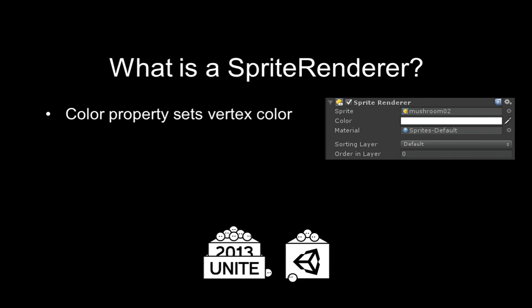Another thing is this color property, which directly sets the vertex color on the mesh that we generate. So you can use this for tinting or actually hook it up in your material and shader in any way that you wish.